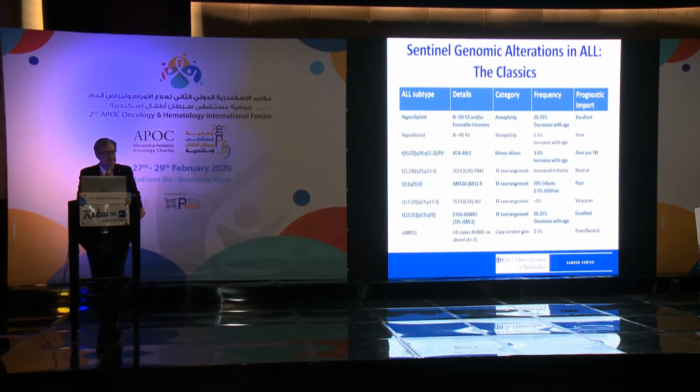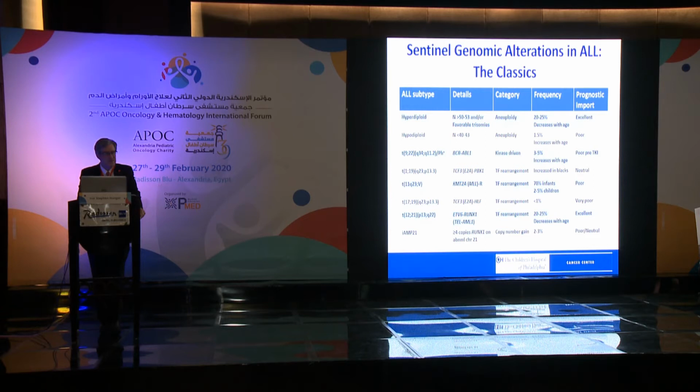Generally associated with a suboptimal prognosis in older children, although not as bad today as it was previously. The 17;19 translocation, which is quite rare, occurring probably in less than 0.5% of children, but associated with a very poor prognosis with very few, if any, long-term survivors.